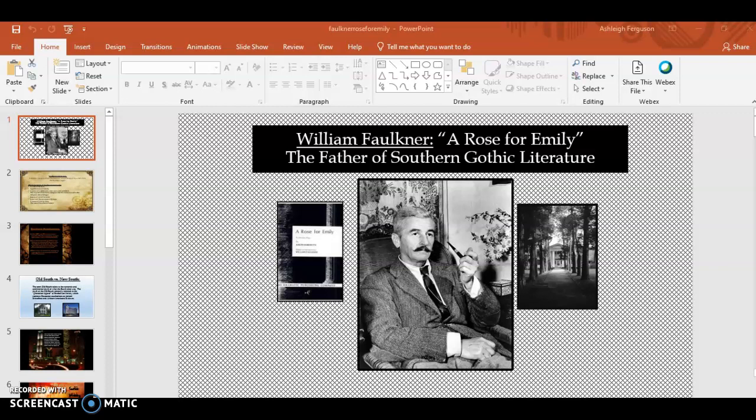Now, we're transitioning to A Rose for Emily, which also is considered Gothic American literature, but it is specific to Southern Gothic literature. What's interesting about William Faulkner is he's the father of Southern Gothic literature, not only short stories, but also novels. Before we get into our discussion of A Rose for Emily in detail, we do need to look at his biography as we did with Charlotte Perkins Gilman's.